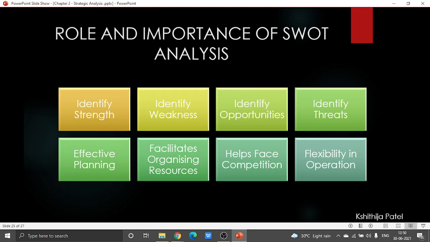And SWOT analysis also helps in making the operations flexible in nature. As the business environment keeps changing, the environmental analysis enables a firm to adjust its operations according to all the changes that happen in the business environment. Speaking about the role and importance, yet again, the list is not exhaustive here. It is just that some of it has been mentioned.